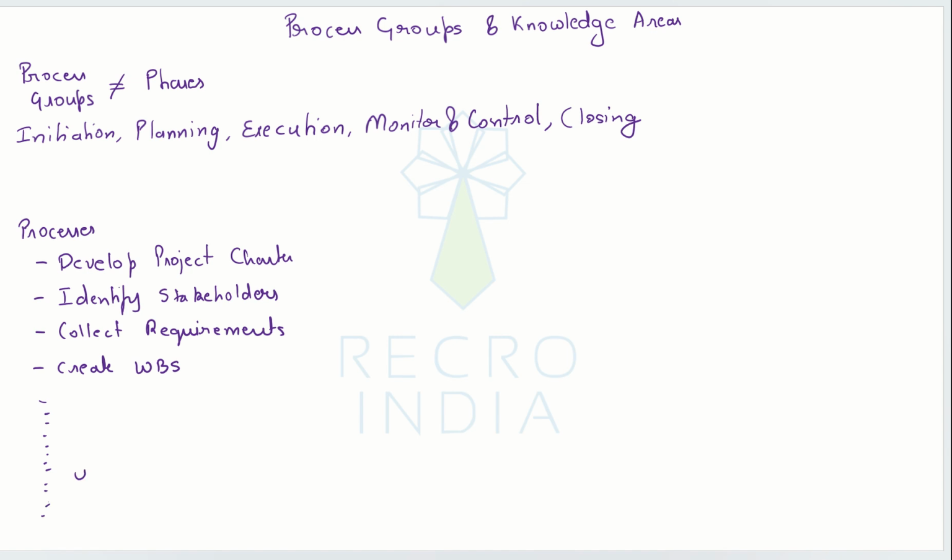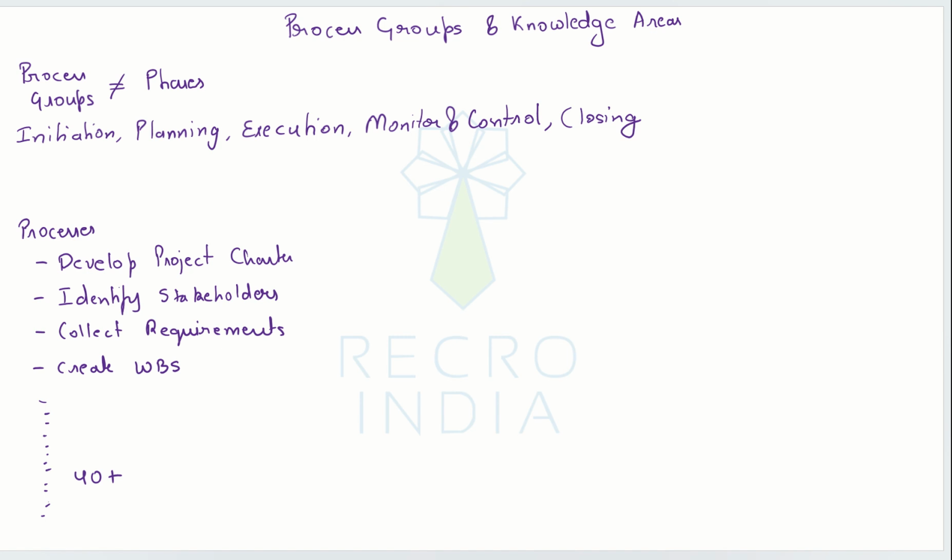Likewise, there are quite a few processes. There are 40 plus processes to be exact. There are 49 processes, but of course, with every new edition, PMI keeps changing. Sometimes they become 47 processes, sometimes 49, and in previous editions we had 43, 45. So the number of processes keeps fluctuating. However, that's not relevant to us. What we really need to understand is that these processes have been grouped in five different categories.